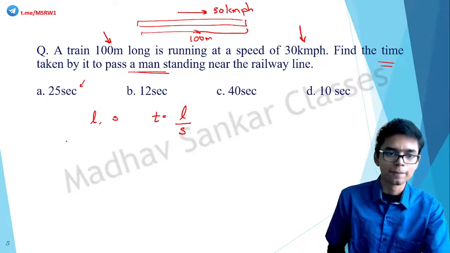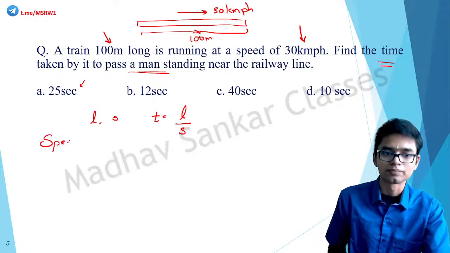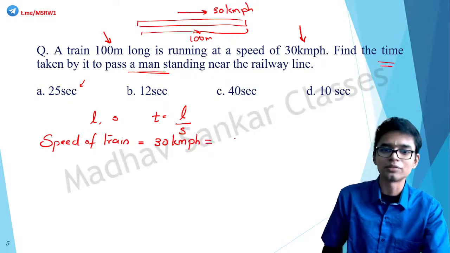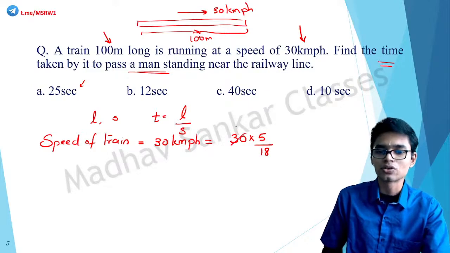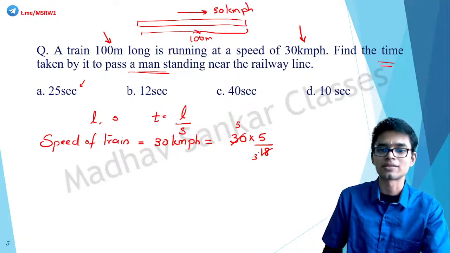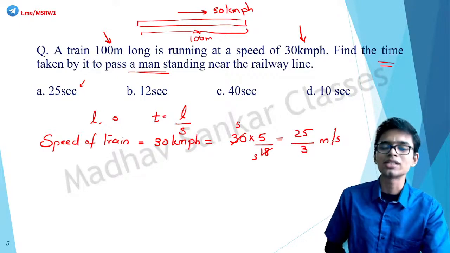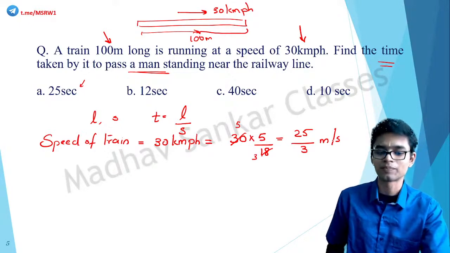Let's start. Speed of the train. What is the speed of the train? It is equal to 30 kilometers per hour. How to convert this into meter per second? Into 5 by 18. Correct? So 30 goes 5 times and here it is 3, cancelling with 6. So this is equal to 25 by 3 meter per second. So this is the speed of the train in meters per second.